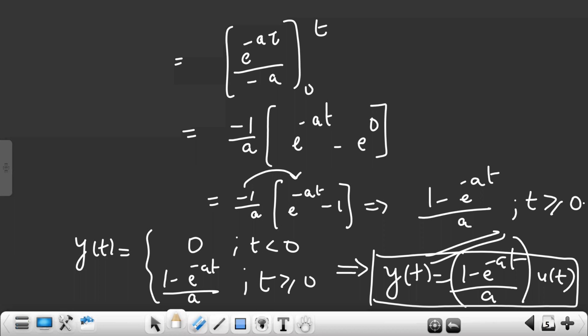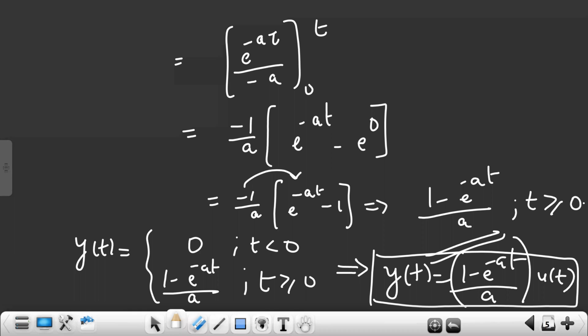Any doubts? The concept should be very clear so that you can do some complicated problems also. This is the simple problem where you will have only two cases, t less than 0 and t greater than or equal to 0. Take down the next question.